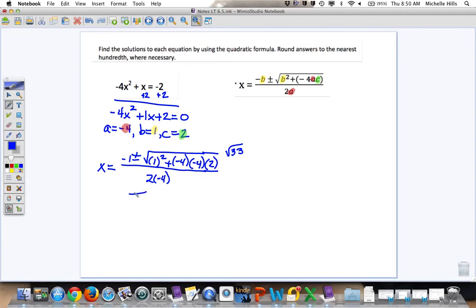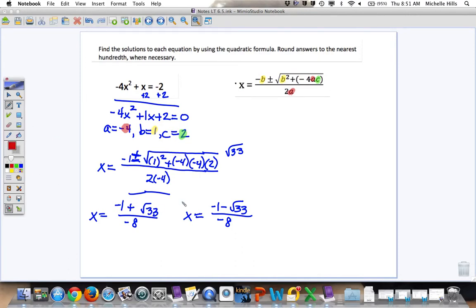So at this point, your work should show that you split this into two problems. The x equals stays the same on both of them. Both of them are going to be over 2 times negative 4, which is negative 8. Both of them are going to have the negative 1 at the beginning and the square root of 33. So far they look exactly the same. One of them, however, will use the plus between the negative 1 and the square root, and one will use the minus between the negative 1 and the square root.